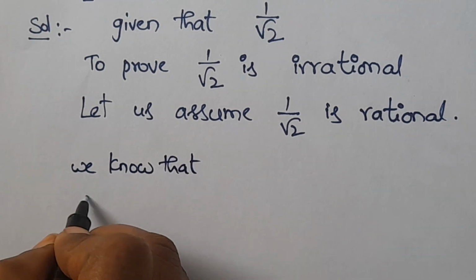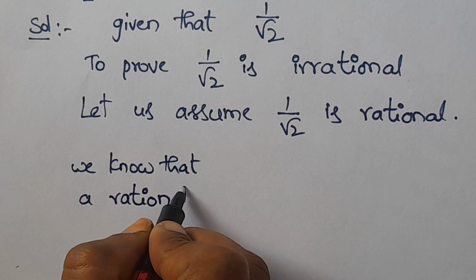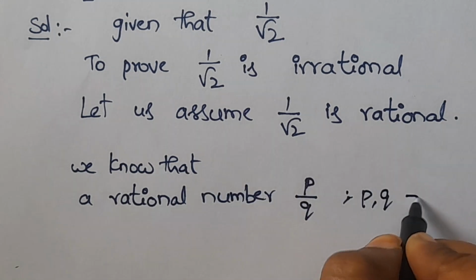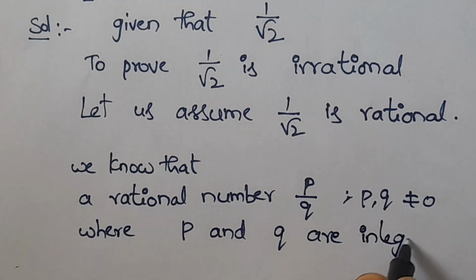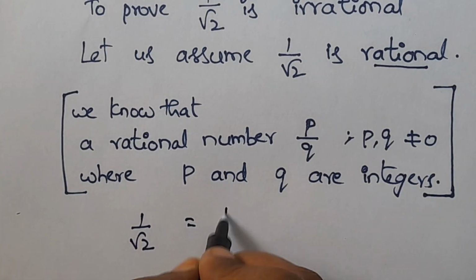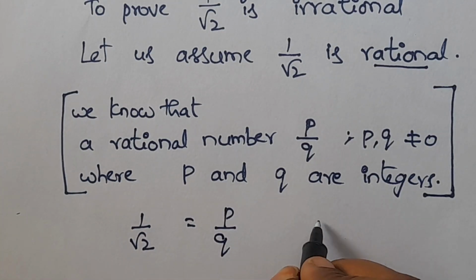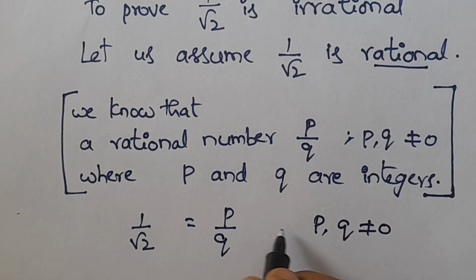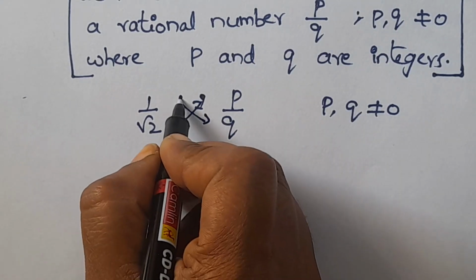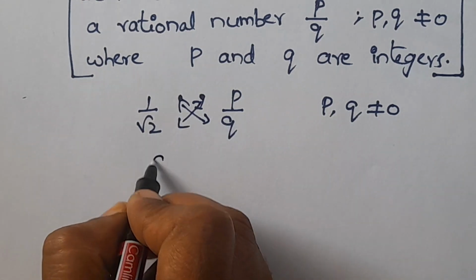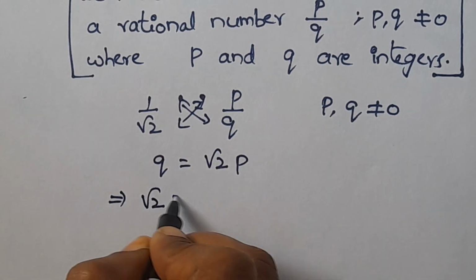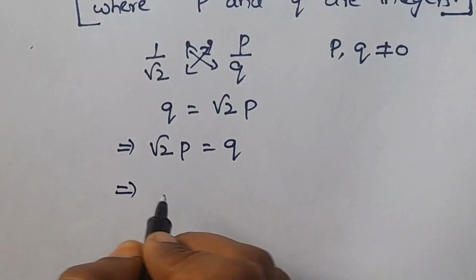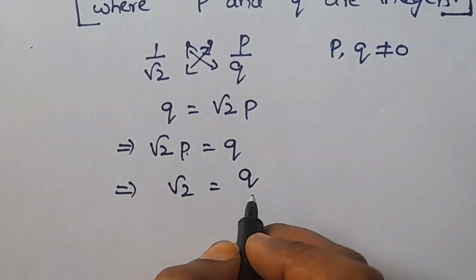We know that a rational number is in the form of p by q and q not equal to 0, where p, q are integers. That's why we have to write 1 by root 2 is equal to p by q, p comma q not equal to 0. Cross multiplication: 1 into q is equal to root 2 into p, root 2p. That is, root 2p is equal to q. Root 2 is equal to q by p.